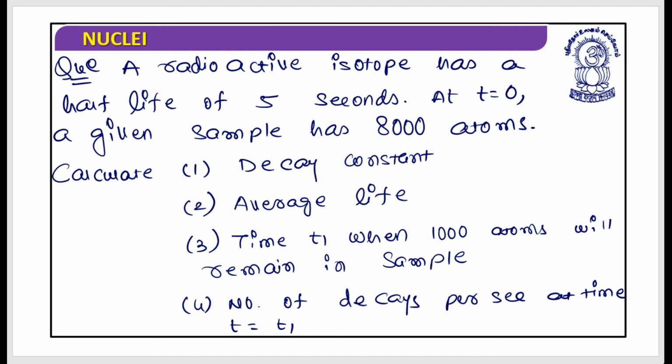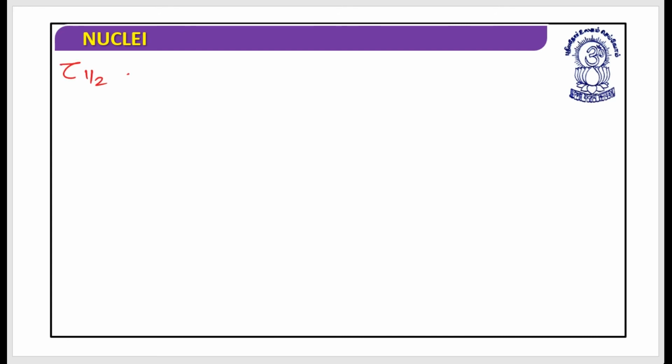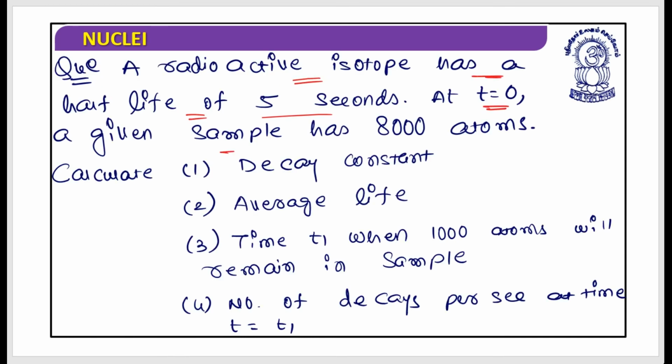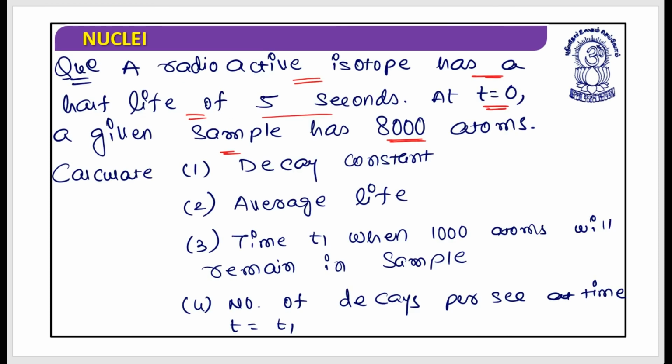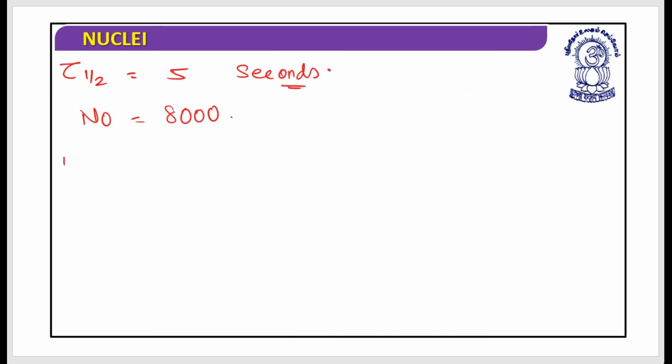Have you gone through it? So what have they given? They have given that a radioactive isotope has a half-life of 5 seconds. So let me write this down. Tau half is equal to 5 seconds. At t equal to 0, a given sample has 8,000 atoms. So N naught is given, which is equal to 8,000. So first, the decay constant, that is lambda, is required. How shall we do this?